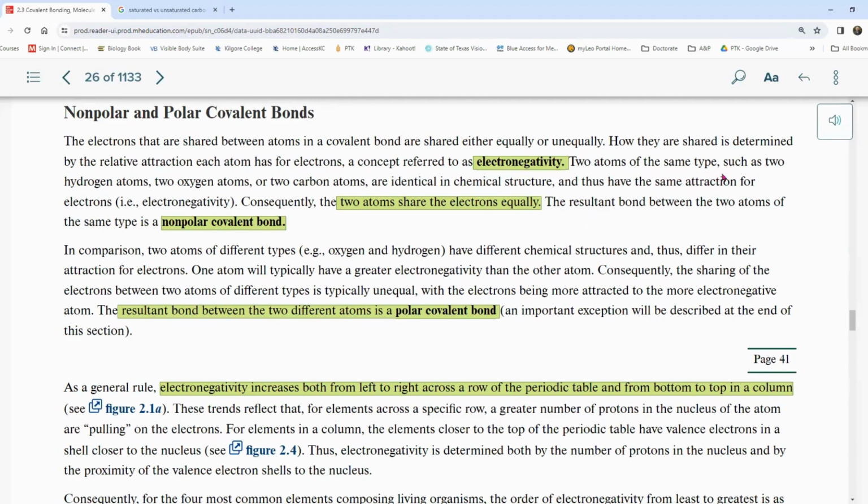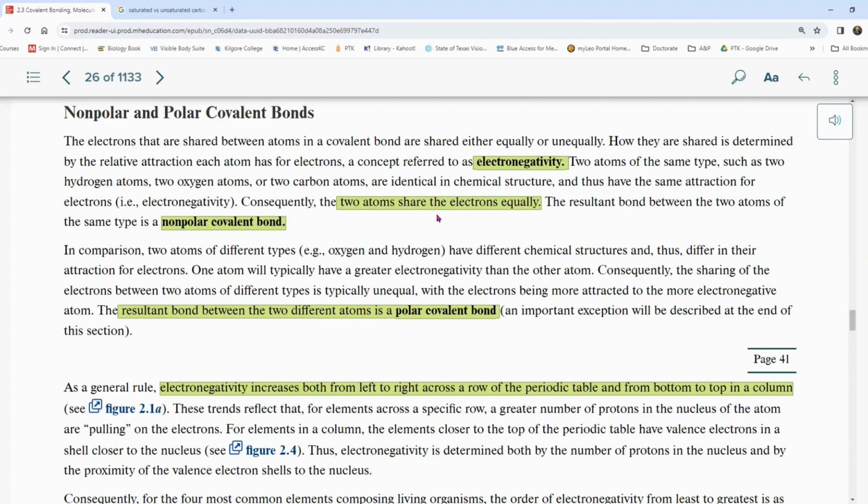2 atoms of the same type, such as 2 hydrogen atoms or 2 oxygen atoms or 2 carbon atoms, are identical in the chemical structure and thus have the same attraction for electrons. Consequently, the 2 atoms share the electrons equally, which results in a non-polar covalent bond.